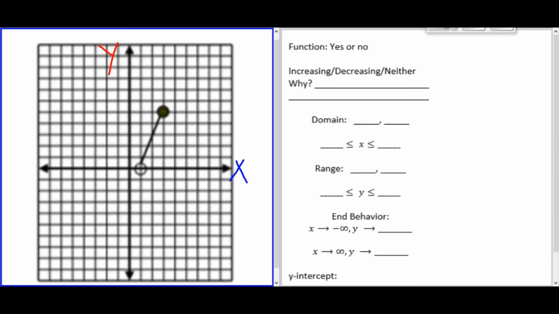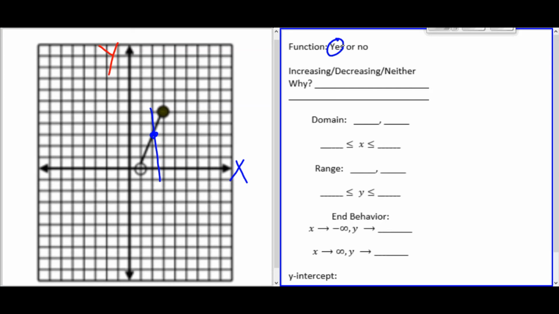If we do the vertical line test and we draw the vertical line, it touches in exactly one spot. So yes, it's a function. Is it increasing, decreasing, or neither? It's increasing because it rises from left to right.